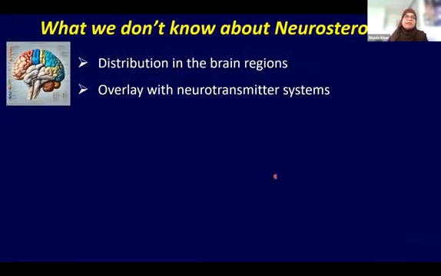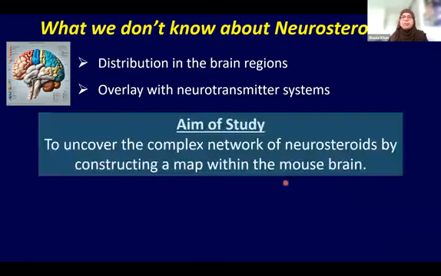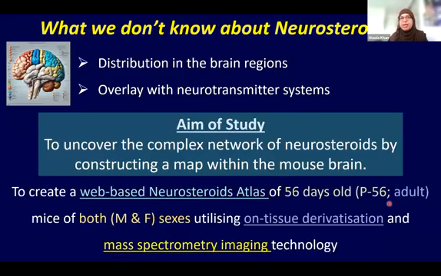So despite the significance of neurosteroids, the spatial distribution of these steroids across the different brain regions remains largely unexplored, and how they overlap with the neurotransmitter systems is also poorly understood. So the aim of this study is to uncover the complex network of neurosteroids by constructing a map within the mouse brain and to create a web-based 3D neurosteroid atlas of the adult brain using our in-house developed on-tissue derivatization method and mass spectrometry imaging technology.